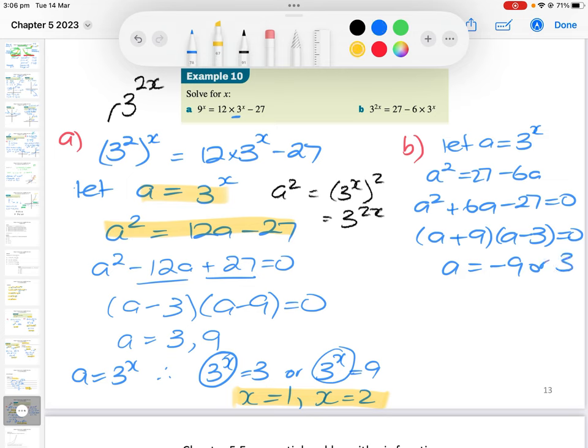But because A is 3 to the power of x, A must be greater than 0. So we'll just write something to that effect. So in this case, A can only be 3. So 3 to the x equals 3. The only solution for this is x equals 1. So just be careful that you recognise that line.